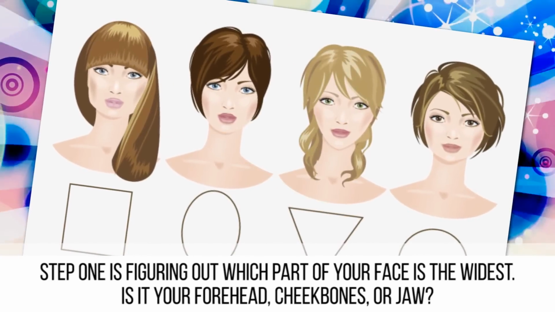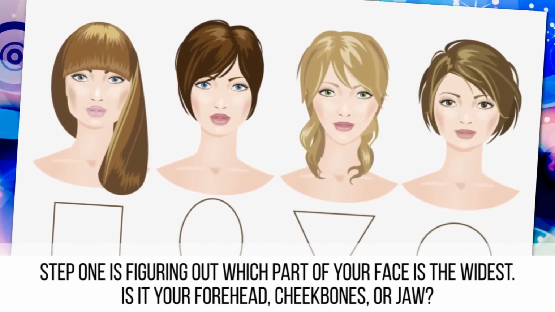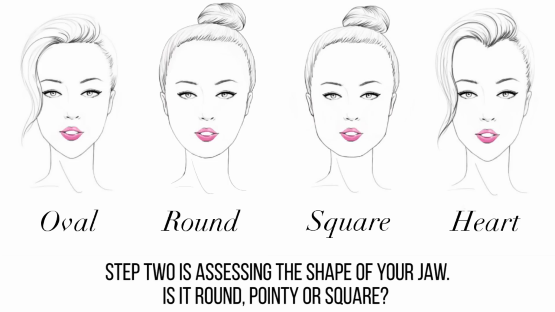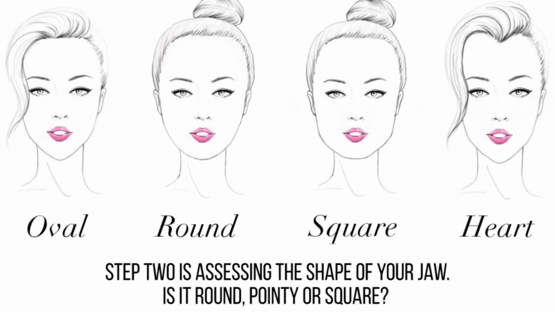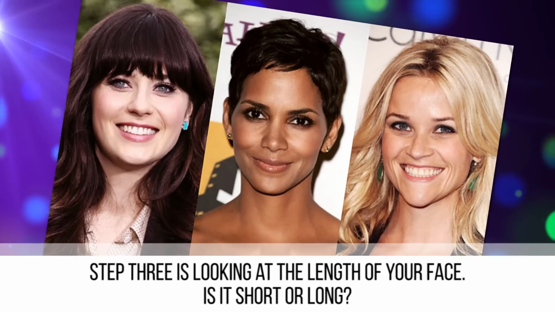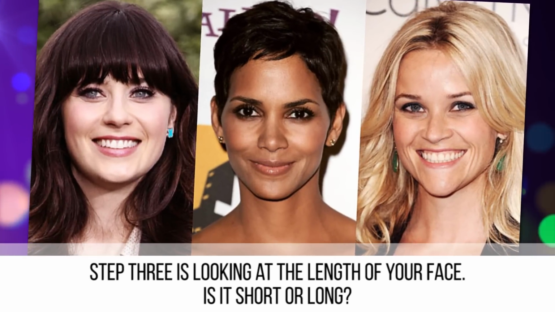Step 1 is figuring out which part of your face is the widest. Is it your forehead, cheekbones, or jaw? Step 2 is assessing the shape of your jaw. Is it round, pointy, or square? Step 3 is looking at the length of your face. Is it short or long?